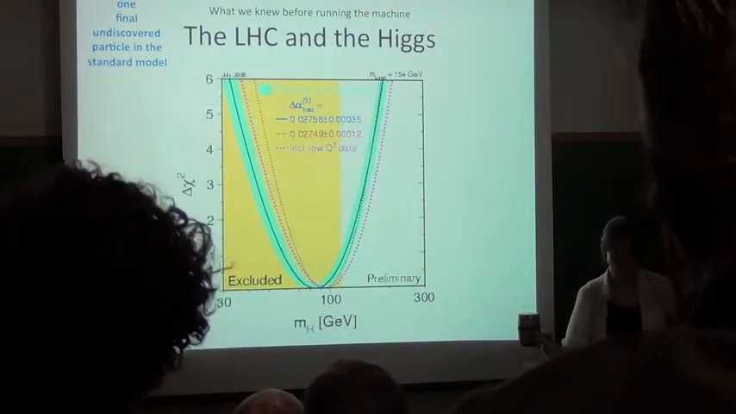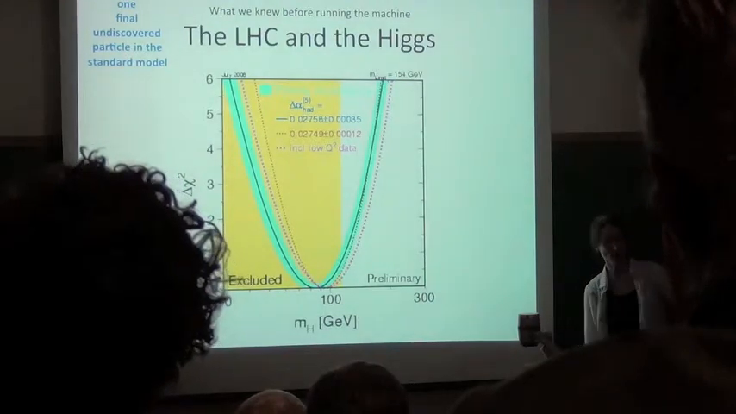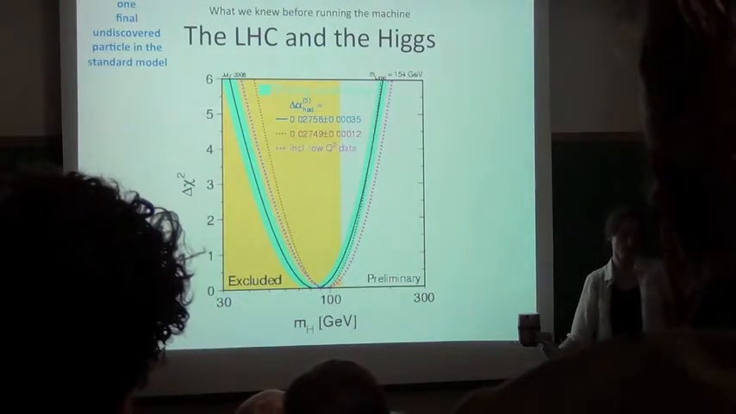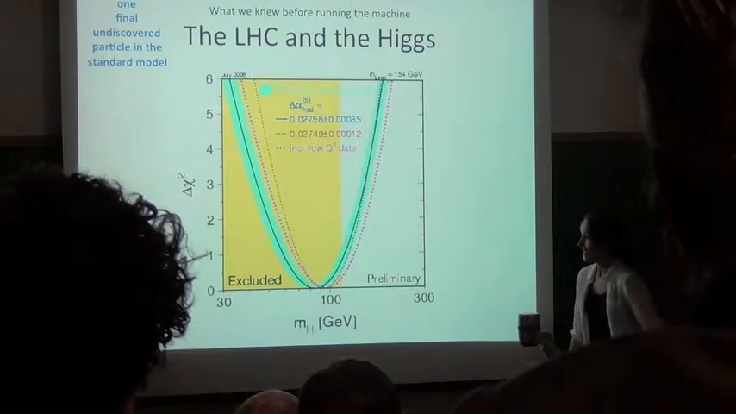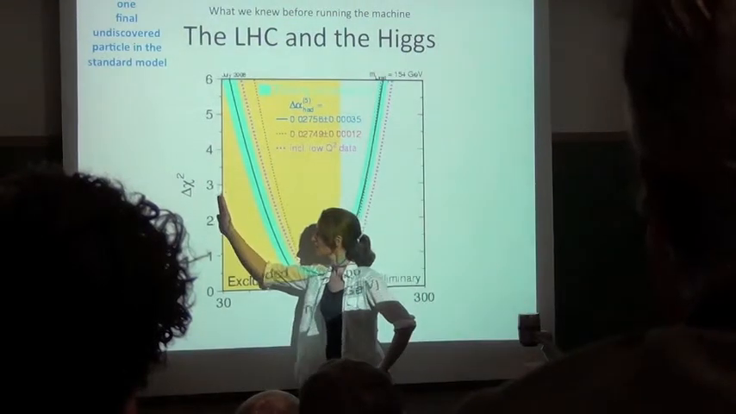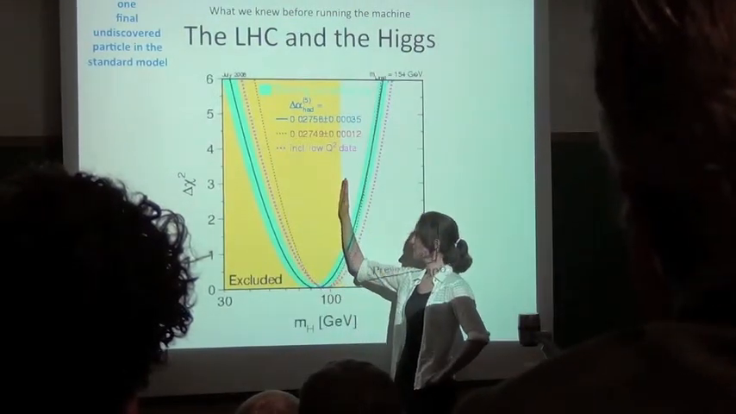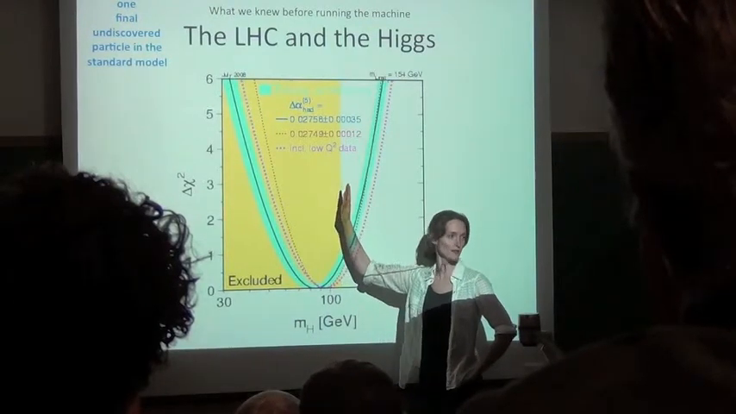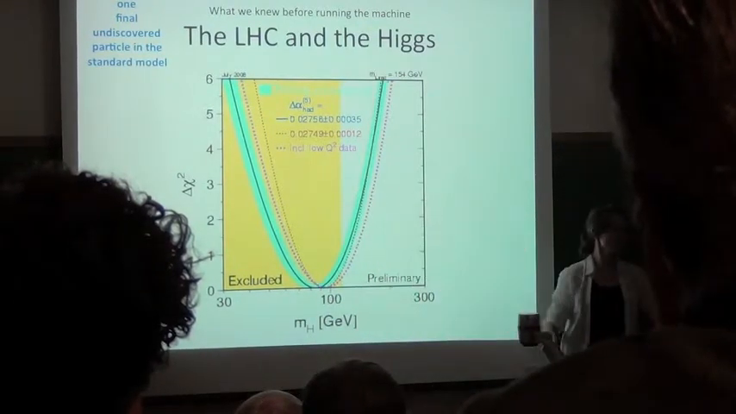A little bit more information on the plot. People have been looking for the Higgs for 55 years, right, before turning on the LHC. So this region in yellow is actually where they looked and not seen it. They'd excluded the Higgs being at those masses, okay?